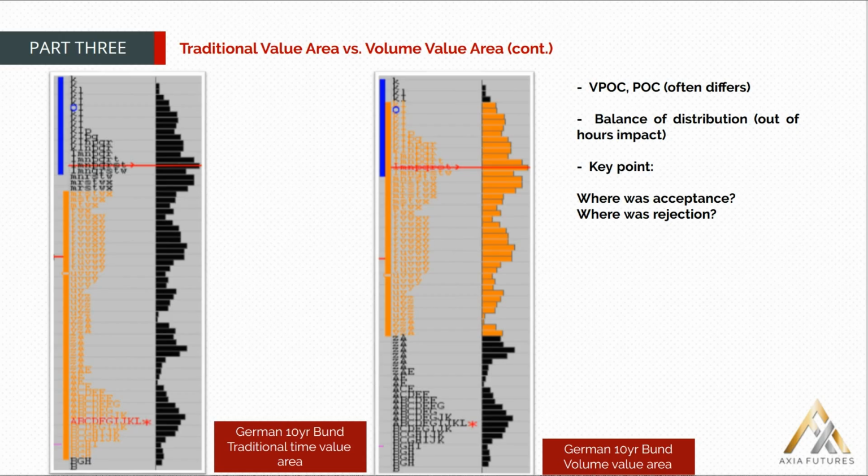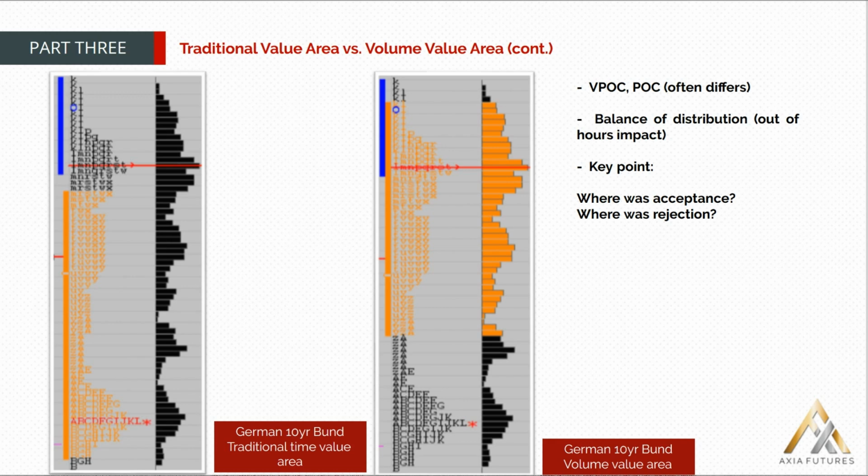However, if you used time to determine where fair value is as opposed to volume, you're going to get a different balance in the distribution. The key points to highlight before we finish, and hopefully you can make your mind up about this, is the following. Where was price accepted? That's the most important thing to understand.